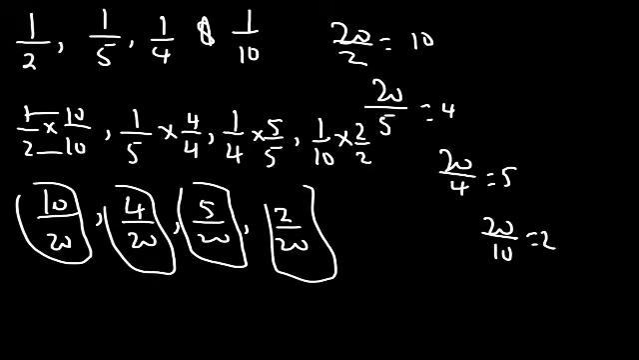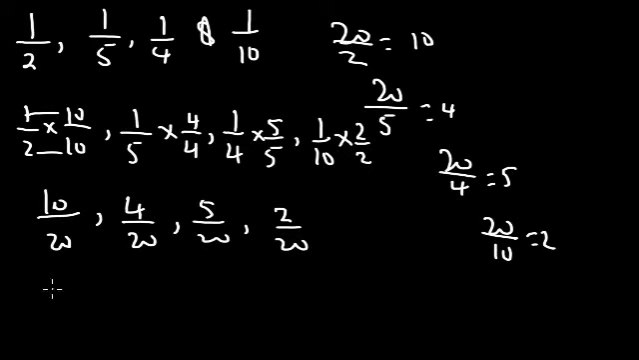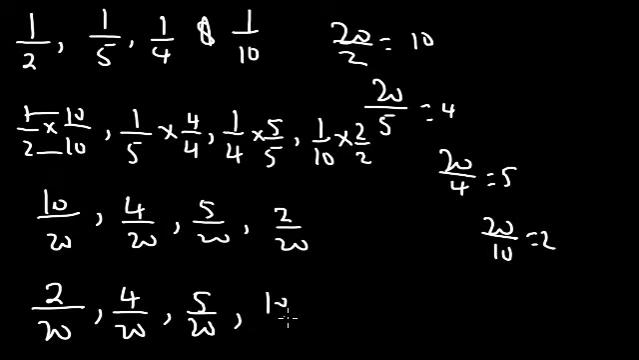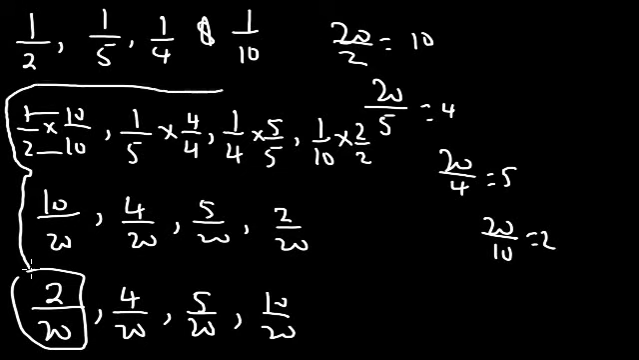And the last one is 2 over 20. Now it's easy for us to arrange this from lowest to highest, as 2 over 20 is the least, followed by 4 over 20, followed by 5 over 20, then followed by 10 over 20. Now this won't be your final answer, as you will need to simplify to the lowest term, or you should replace each fraction by its initial value.